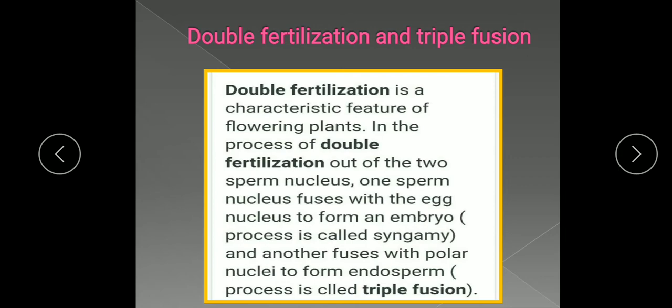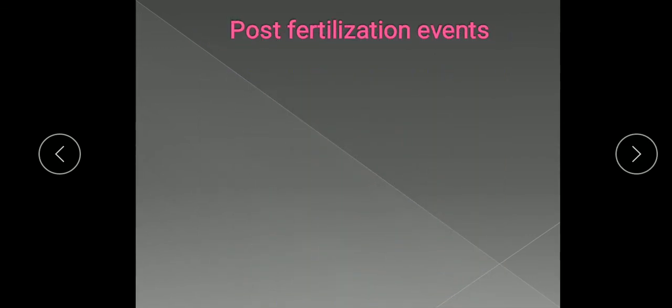What is the importance? This is an important process in the angiosperms, the flowering plants. Now the zygote which is formed divides several times and forms the embryo, and the endosperm which is formed provides food to the developing embryo.